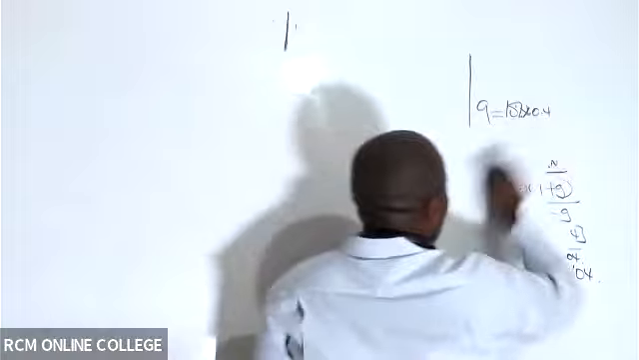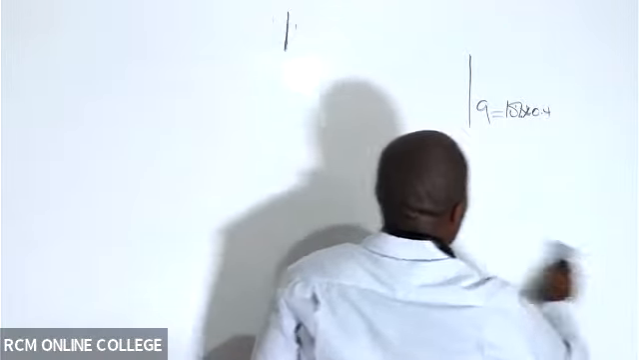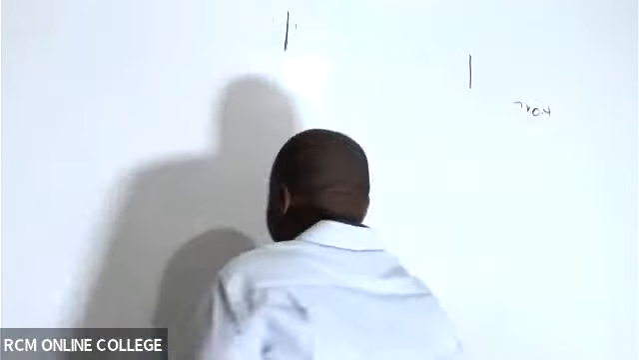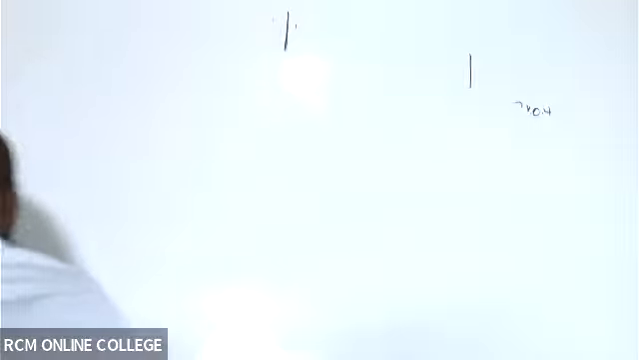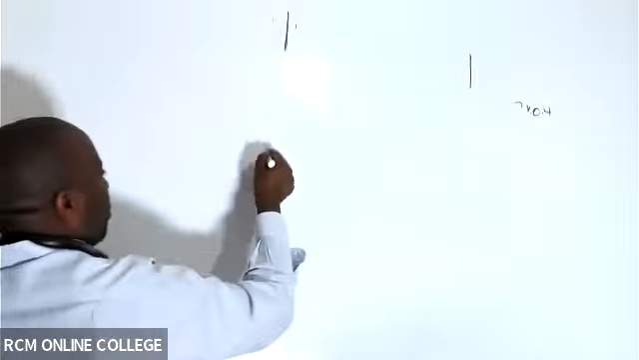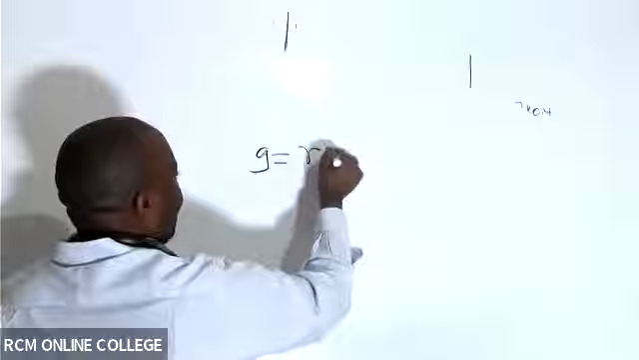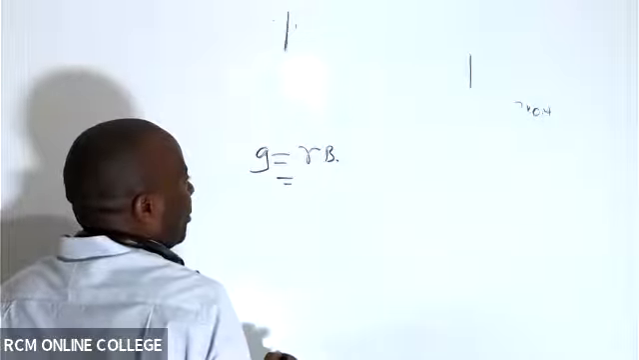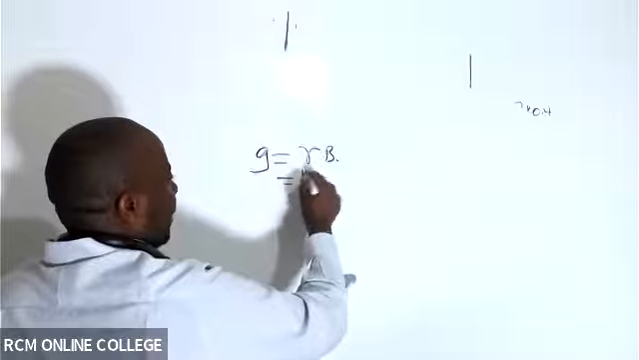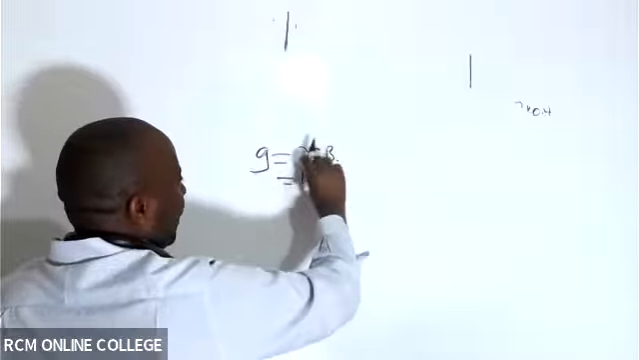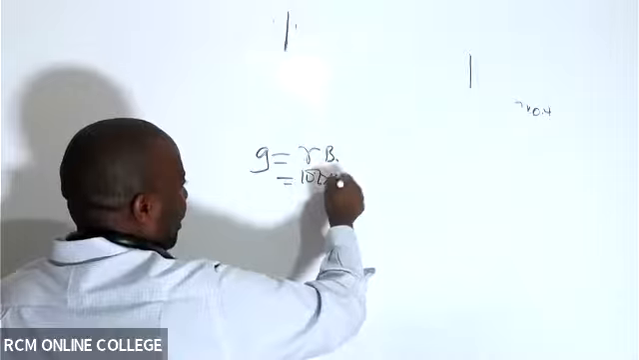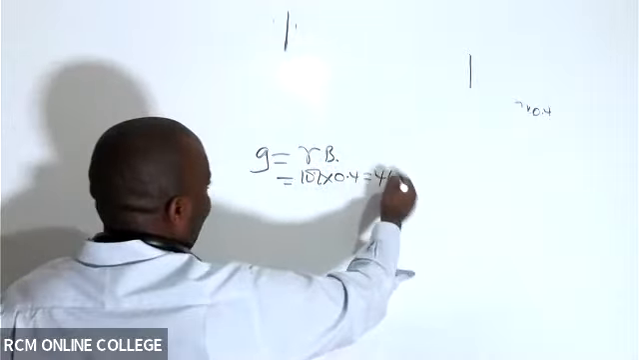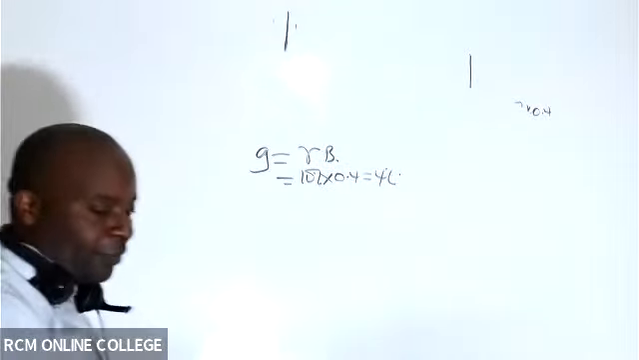So I hope now everything is clear up to there. And then of course, after you've gotten the retention ratio, you can now get the growth rate. So growth rate is R times B. The return on equity has been given as 10%. The B you have got under the retention ratio is 0.4. So this will be 4%.